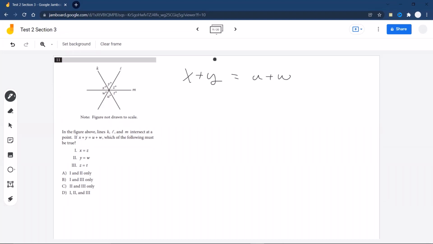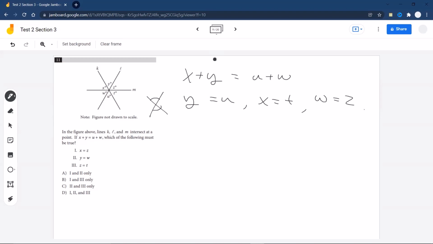Right off the bat, I'm going to use some information in the problem to answer these questions. We know that in a pair of intersecting lines, the opposite angles are congruent. That's the vertical angles theorem. So, based on that, we can say that y is equal to u, x is equal to t, and w is equal to z. We can use this information to rule out some of the wrong answers and see which ones are true.